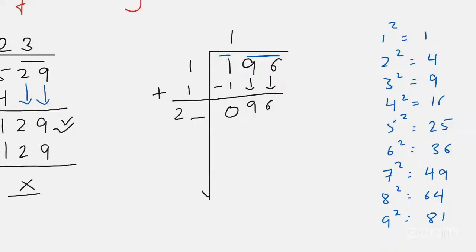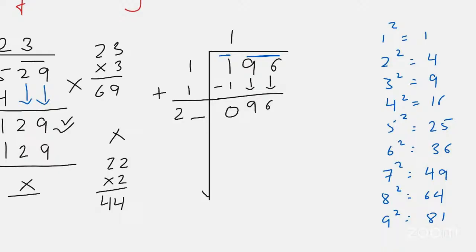So I will try it with 21. It will not be possible because 21 into 1 is 21. No. I will try with 22 into 2. I will get 44. So it is not 2. I will try with 23 into 3. 3 3s are 9, 3 2s are 6. No, very small. Now I will try with 24 into 4.